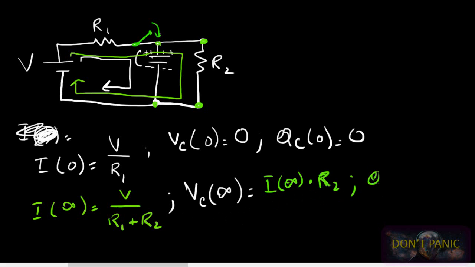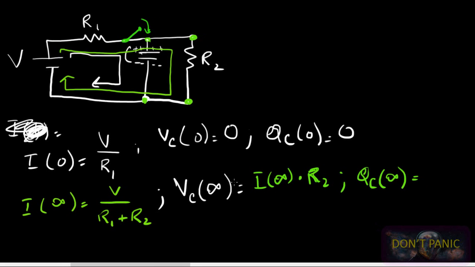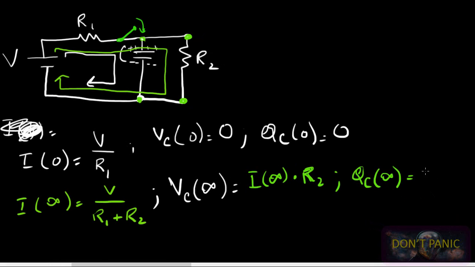And what about the charge across the capacitor at infinity? The charge is going to be the voltage across the capacitor times the capacitance. In this case, the capacitor doesn't charge to the value of the voltage of the battery. The maximum voltage across the capacitor is whatever the voltage is across R2. So that's the point here.